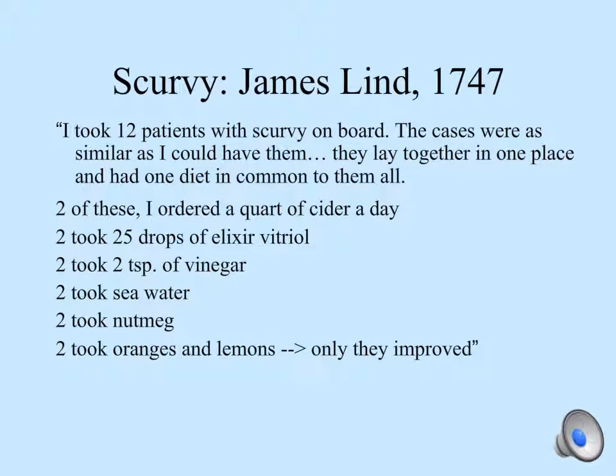And so James Lind took 12 patients. This was a clinical trial. It wasn't randomized, but he did make a case definition. He said the cases were as similar as I could have them because he wanted to be sure that they were all scurvy cases and not other cases of other diseases that were masking as scurvy. So 2 of them, he gave a quart of cider a day, and so he gave different treatments to each group. And he said that of the two men who took oranges and lemons, only they improved, the other ones didn't.